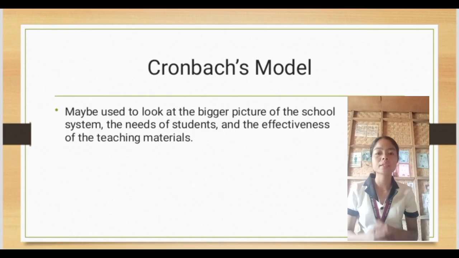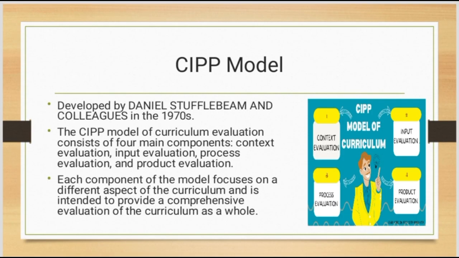Next is the CIPP model, developed by Daniel Stufflebeam and colleagues in the 1970s. The CIPP model of curriculum evaluation consists of four main components: context evaluation, input evaluation, process evaluation, and product evaluation. Each component of the model focuses on a different aspect of the curriculum and is intended to provide a comprehensive evaluation of the curriculum as a whole.